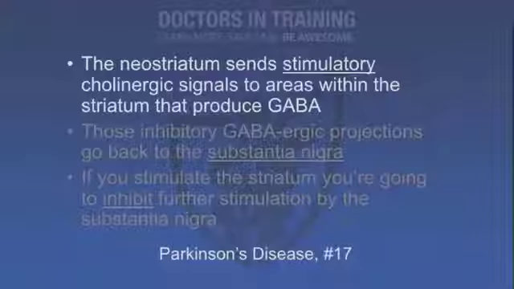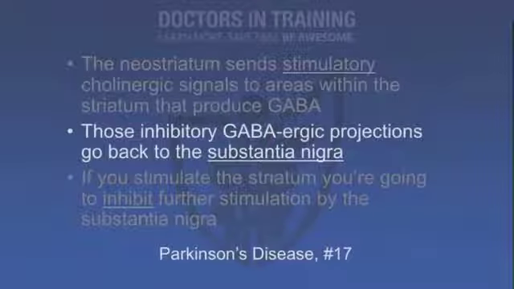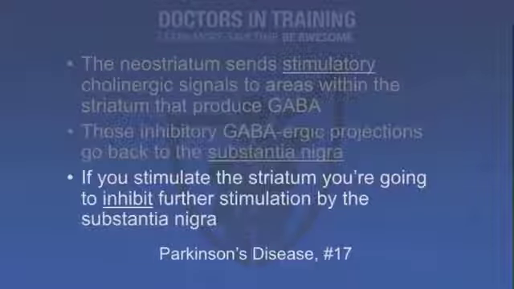Now, the dopaminergic neurons from the substantia nigra fire tonically. They don't fire in response to specific stimuli or to trigger specific muscle movement. They exert a sustained tonic influence over movement in general. The striatum is also sending stimulatory cholinergic signals to areas in the striatum that produce GABA, and those GABAergic projections go back to the substantia nigra. So if you stimulate the striatum, you're going to inhibit further stimulation by the substantia nigra.